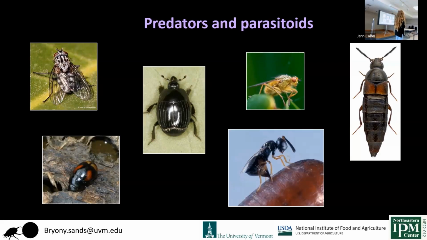They will lay their eggs inside the pest fly pupae, and the larvae will develop and eat the pest fly larvae. And so out of this pupae, instead of an adult pest fly emerging, it will be one of these wasps or one of these beetles.